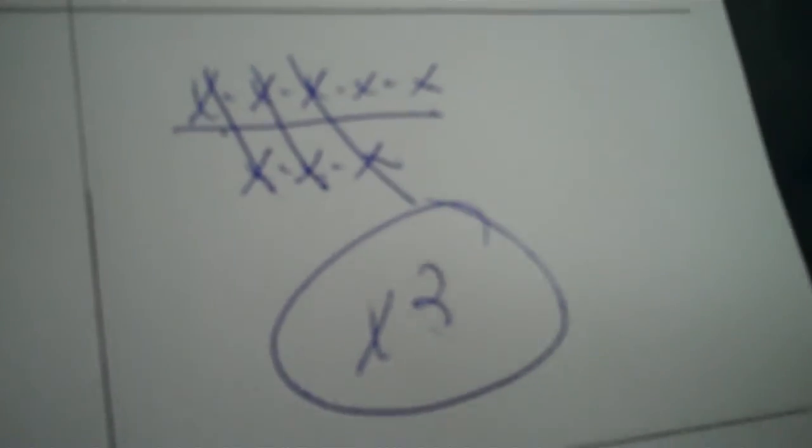Again, why do you subtract? Well, x to the fifth is x, x, x, x, x. X to the third is x, x, x. The common factors cancel and we have x to the second.